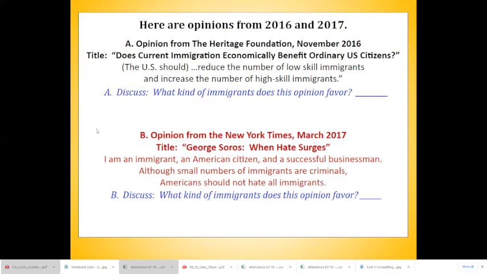Have them look at comments that have been made. So, an opinion from the Heritage Foundation: the U.S. should reduce the number of low-skill immigrants and increase the number of high-skill immigrants. What kind of immigration does this opinion favor?